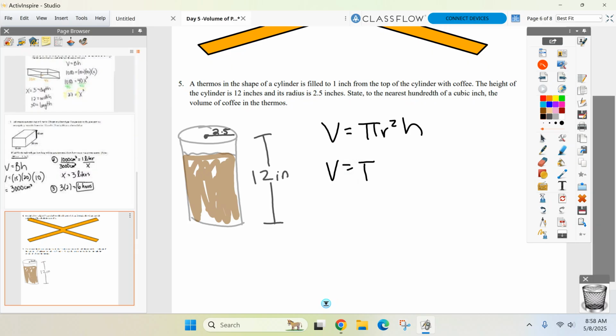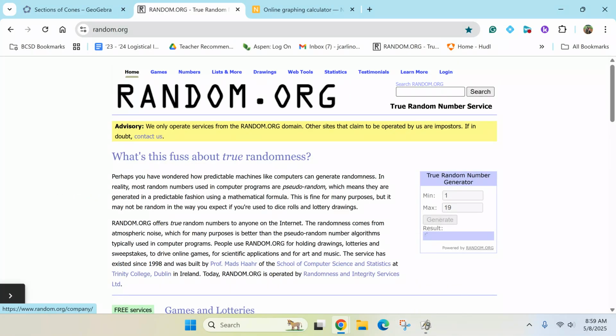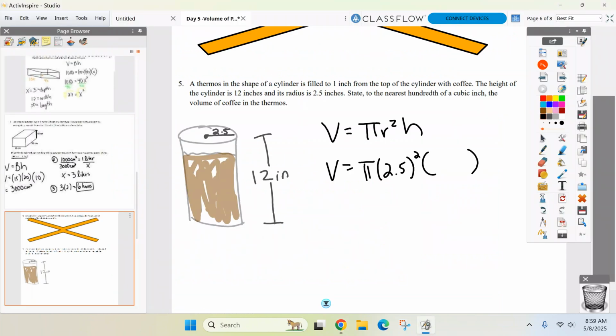We gave you the radius is 2.5. What are we using for the height here? Because it's not 12. That's the height of the cylinder. We're looking for the volume of the coffee. What do we want to use here instead? 11. 1 inch from the top. So this is going to be 11 for the coffee. Good work.